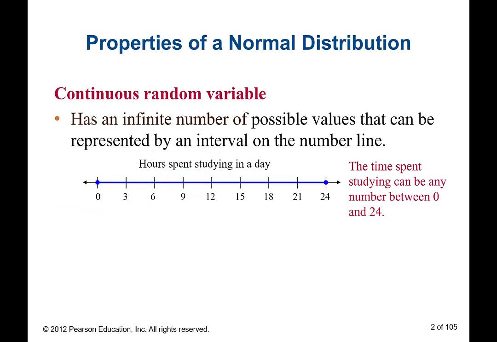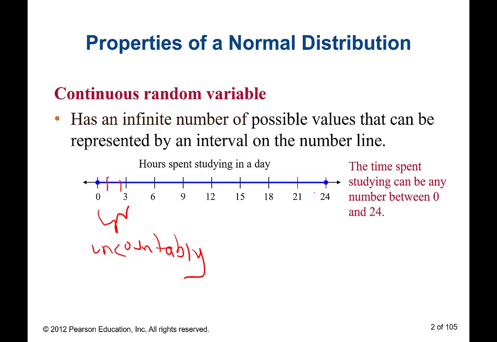Now before we get into the normal distribution, let's have a quick reminder about continuous random variables. Remember, the fact that it's continuous means that there are an infinite number of possible values that can be represented by an interval, a specific interval on the number line. An example is that the time spent studying can be any number between 0 and 24. What it means that it's continuous is that there is an uncountably infinite number of possible values in any interval that we pick along this set of values for x.